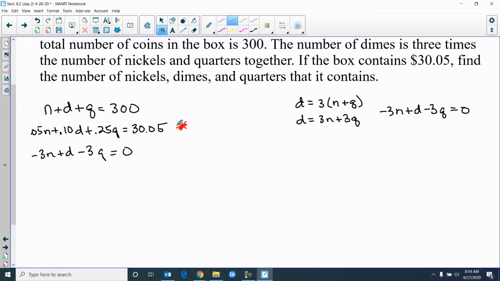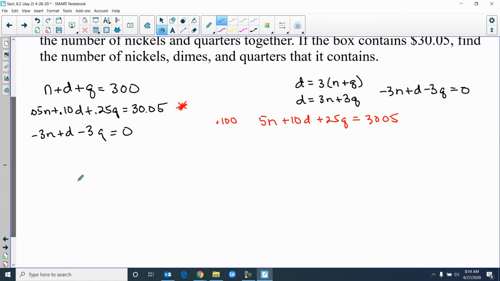To make life a little bit simpler, not that you have to, but you're dealing with 0.05, 0.1, 0.25. You can make these into whole numbers by multiplying by 100. So if I multiply everything by 100, you get 5n plus 10d plus 25q equals 3005. Basically, you're going to move your decimal point 2 places to the right. Makes it a little bit easier.